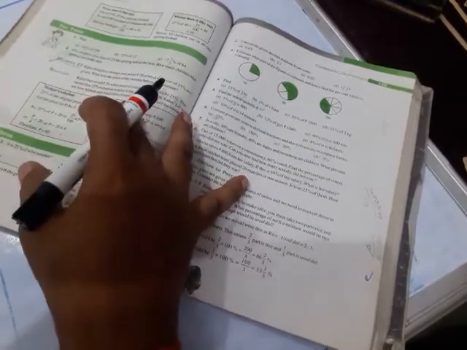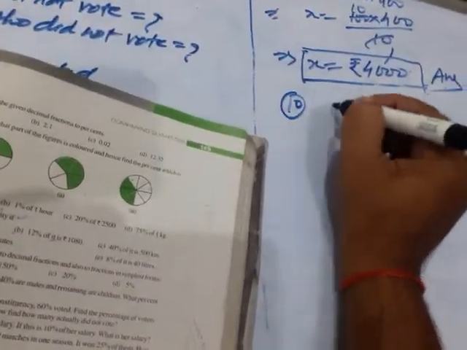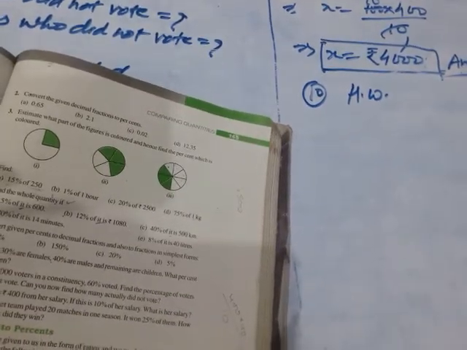Here question number 10 is also there. A local cricket team played 20 matches in one season. Clear? It won 25% of them. That is 25% of 20, you have to find how many matches they won. That you can do yourself, children. Question number 10 is homework. Clear?